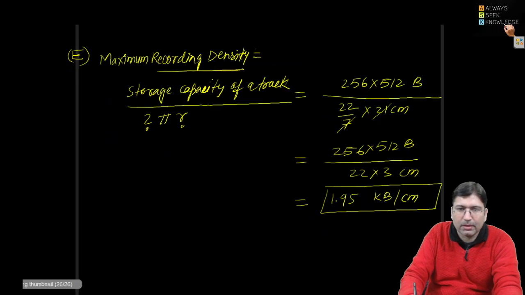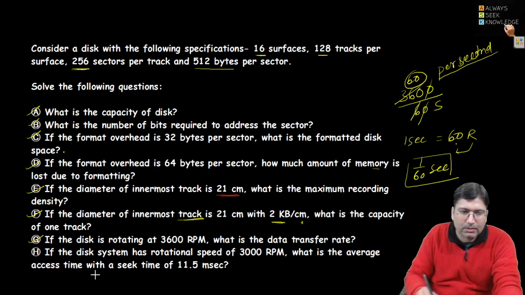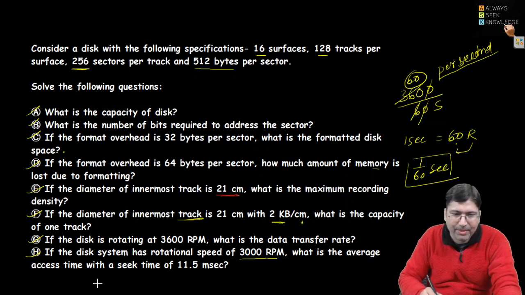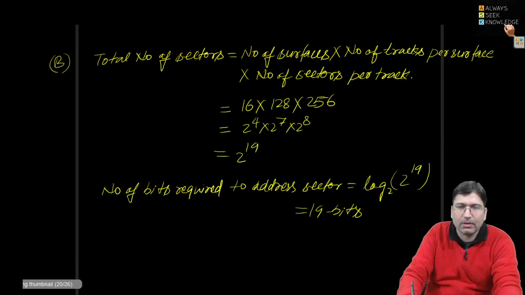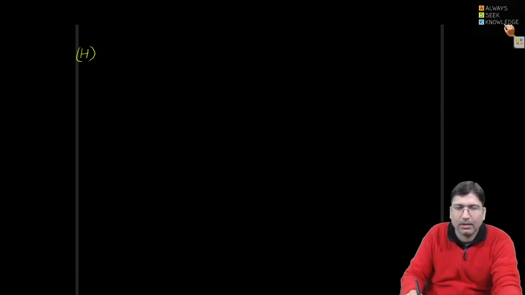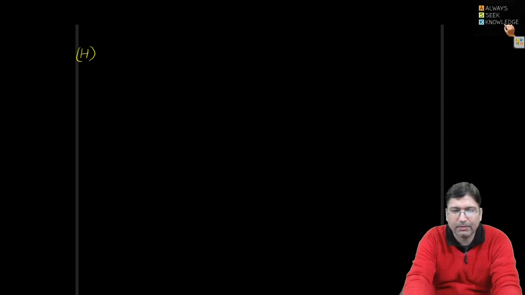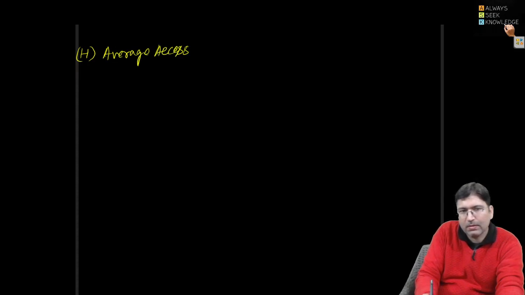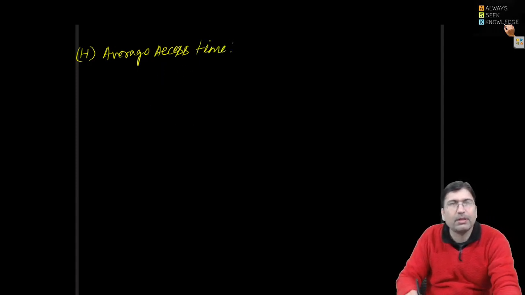Now any other? Okay, I guess last portion is left. So the last is H. If the disk system has rotational speed 3000 rpm, what is the average access time with a seek time of 11.5 millisecond? So let's solve the last one, that is H. In H, we need to calculate average access time. Access time of a disk. So how do we calculate the average access time?